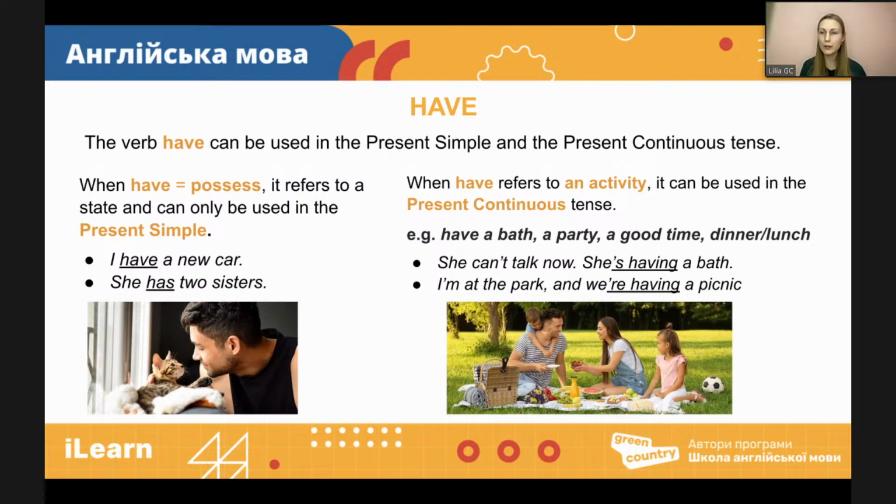For example, I'm having a shower. It's like I'm washing my body, right? Or I'm having a lunch. I'm eating. Or I'm having fun, like I'm enjoying the time. So if, again, you can replace have with something else, with some active verb, then you can use it in continuous.